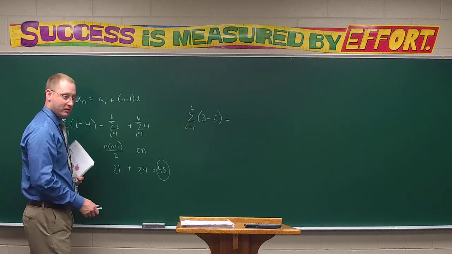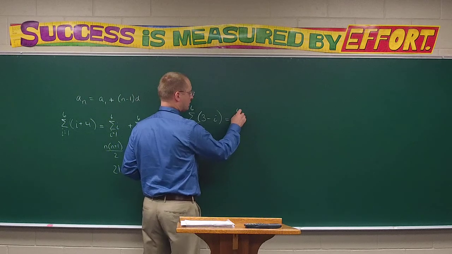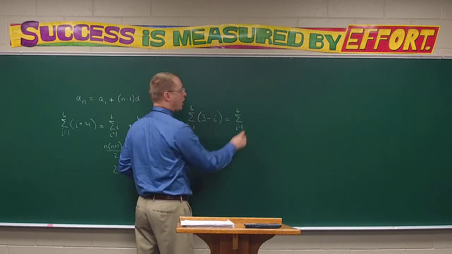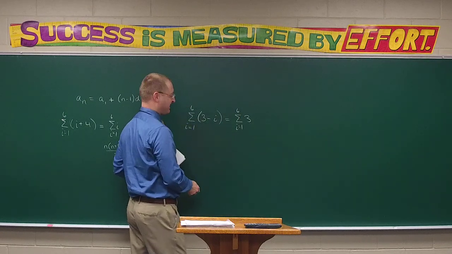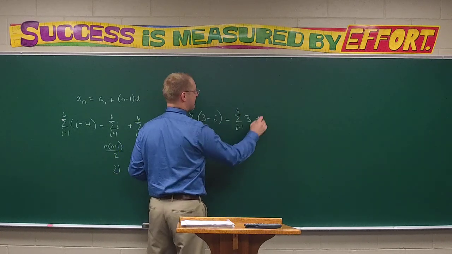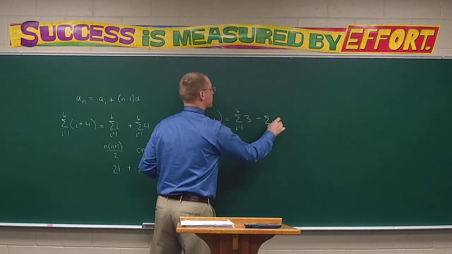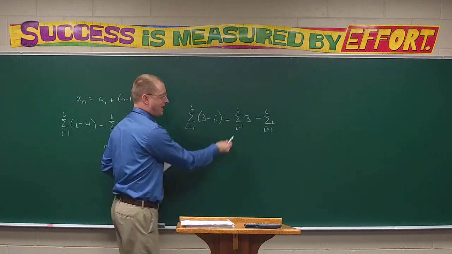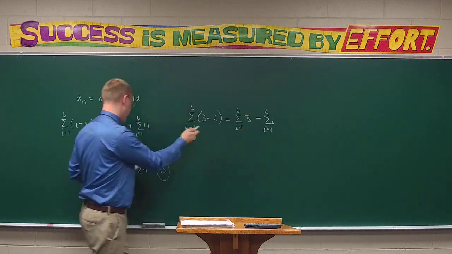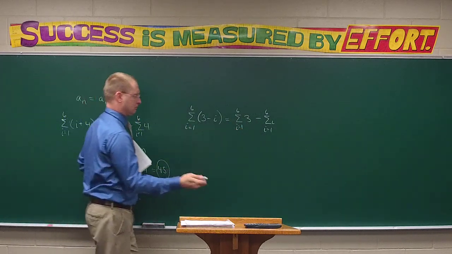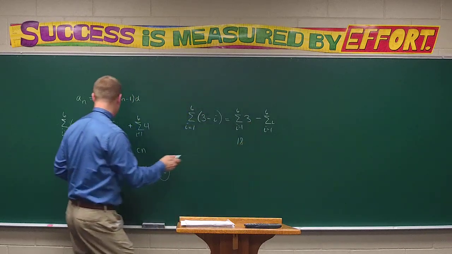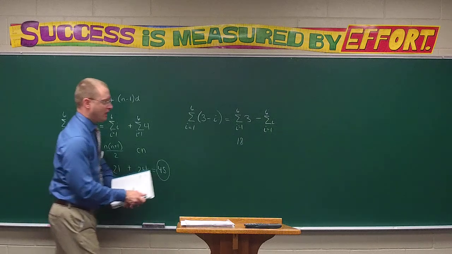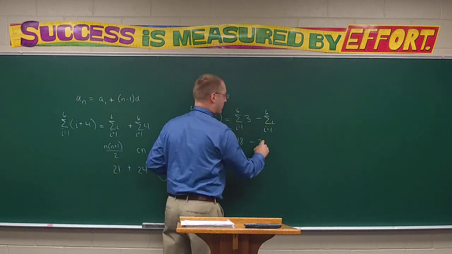Okay, so the series of 3 minus the series of i, in each case going from 1 to 6. There we go. And so, again, this is a constant series, so if the formula is Cn, class, we just get 18. And we already said that the series of i from 1 to 6 is 21. This just happens to be a negative 21.